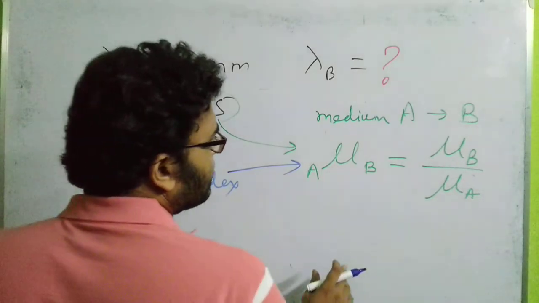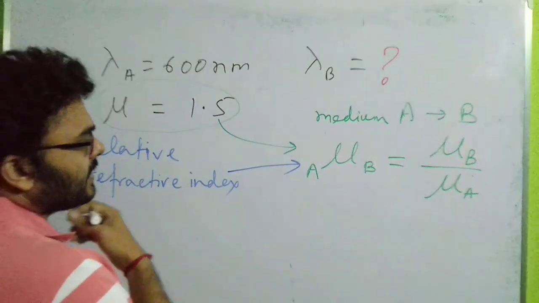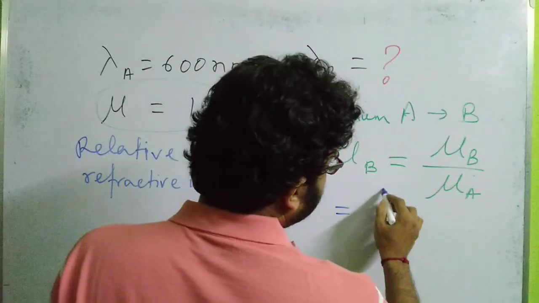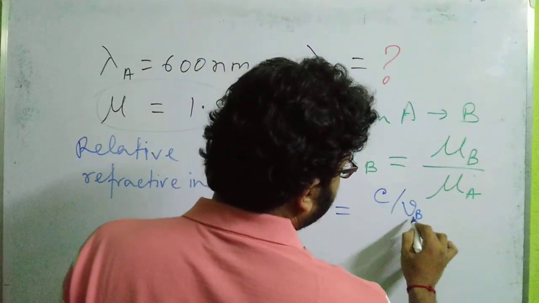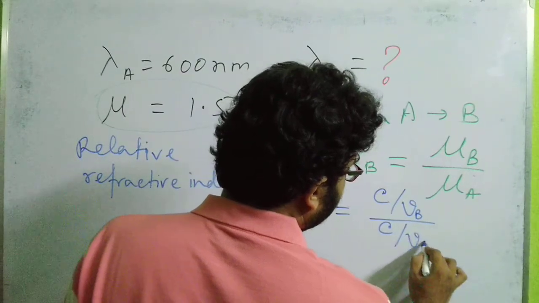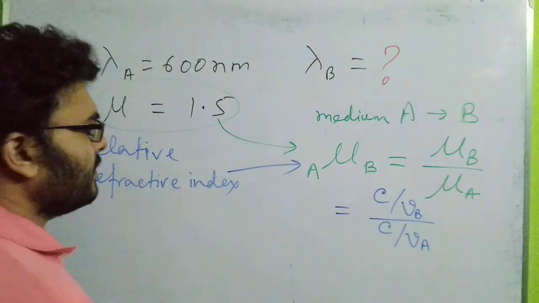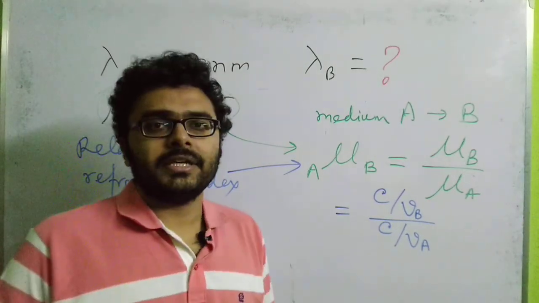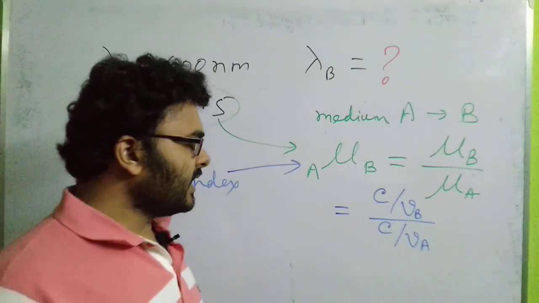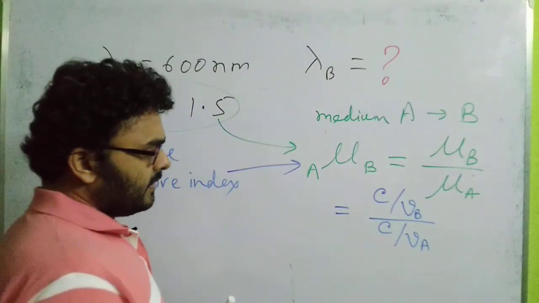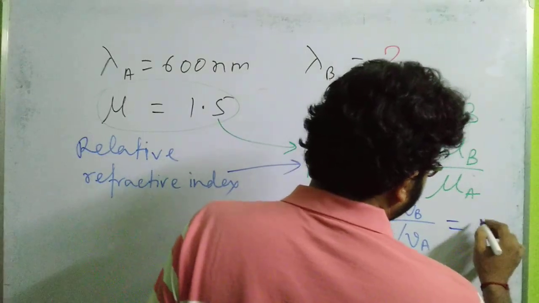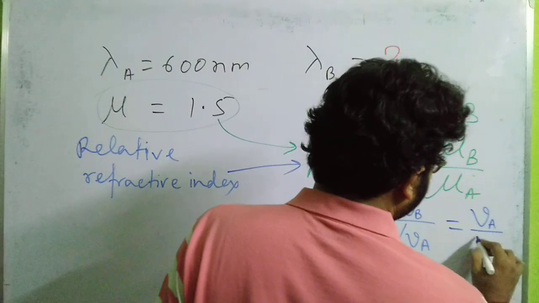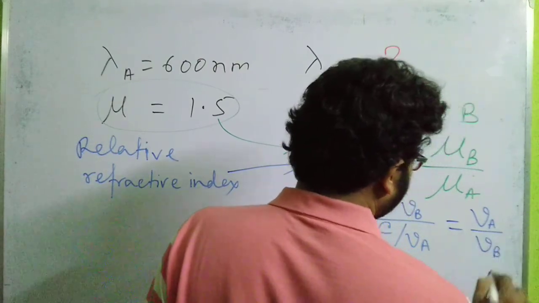The absolute refractive index can be written this way: C by VB over C by VA, isn't it? C is the speed of light in vacuum, VB is the speed of light in medium B and VA is the speed of light in medium A. So I can clearly simplify this formula and write it as VA by VB.